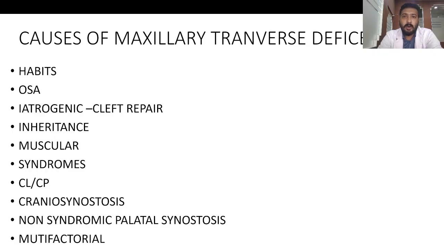Muscular hypertrophy, so overusage. This is correlated with the habits where you have mouth breathers. They can have increased muscular activity on the arch itself. Some others being syndromes, cleft lip, cleft palate, craniosynostosis, non-syndromic palatal synostosis, that is, early fusion of your sutures, or they can be multifactorial.